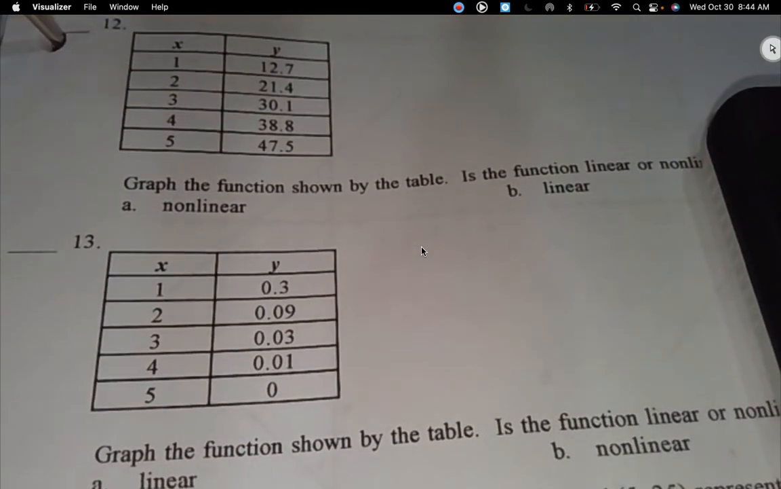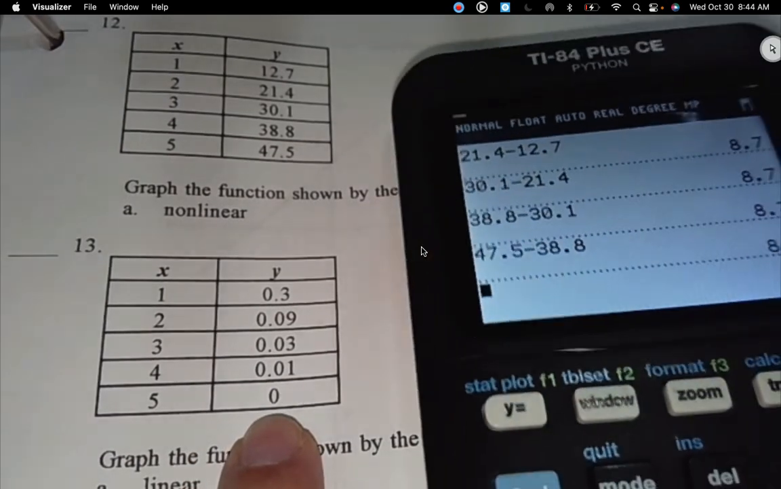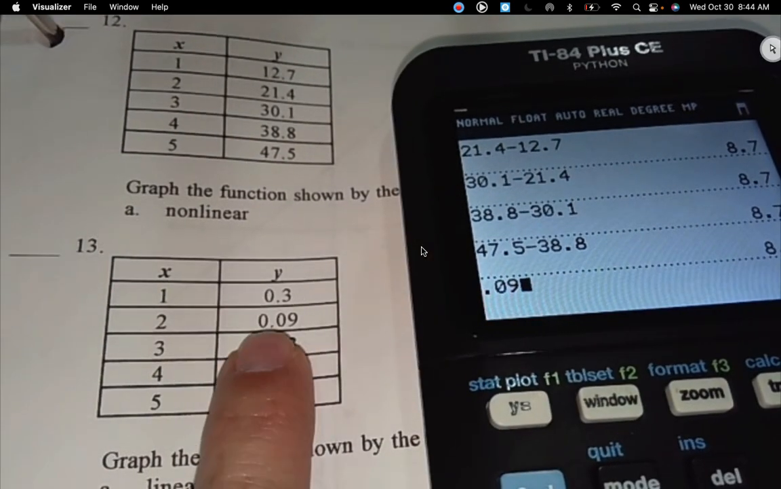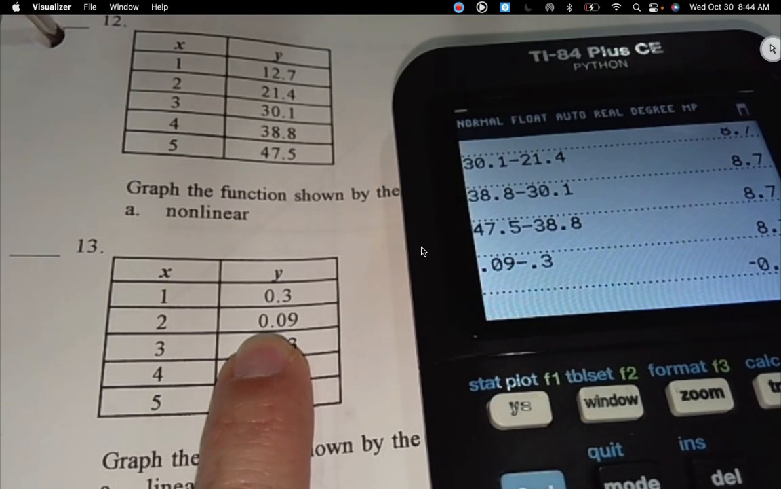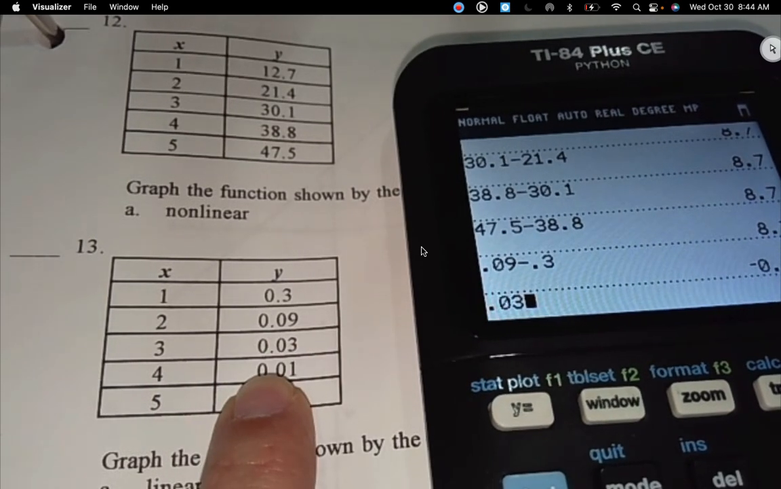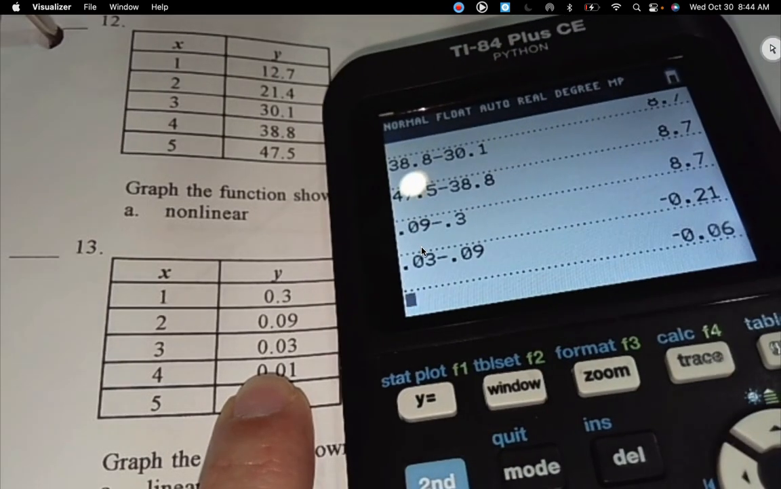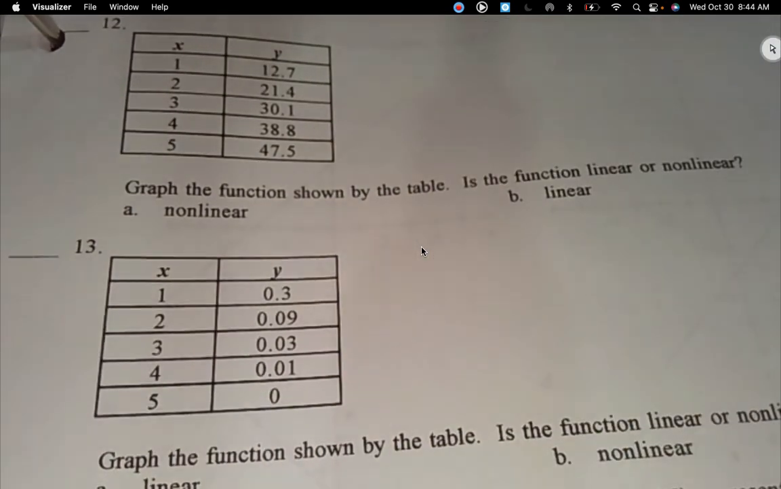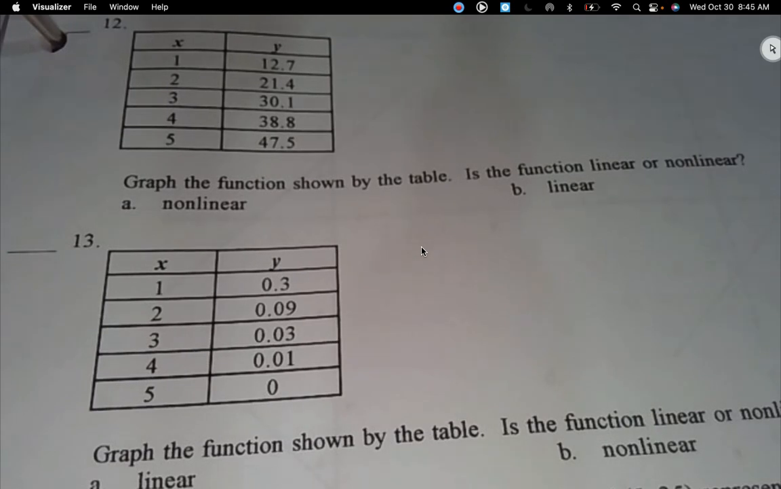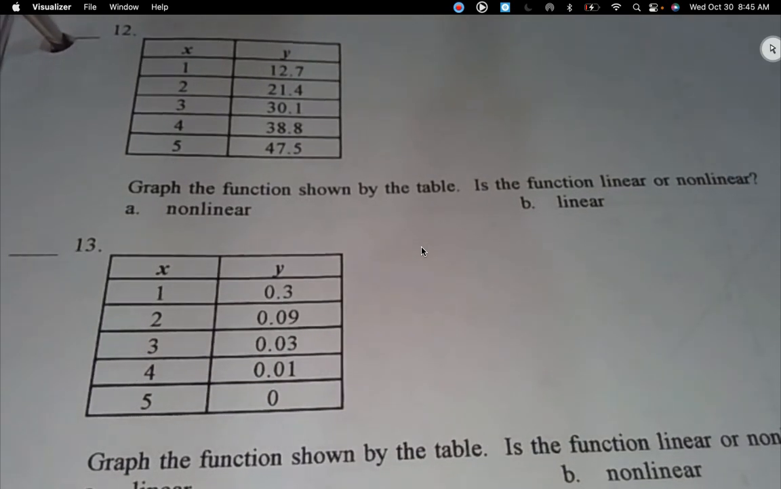Okay, if you were to subtract these, we'll go ahead and do 0.09 minus 0.3, 0.03 minus 0.09. Are these going to be the same? No. So this is not linear. All right. Then we have one.